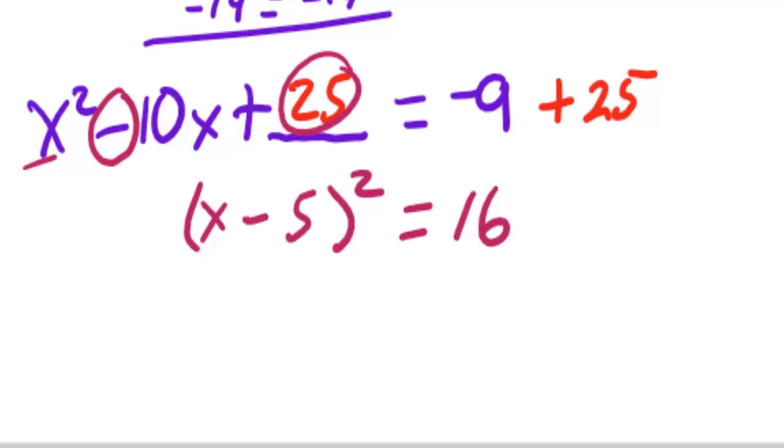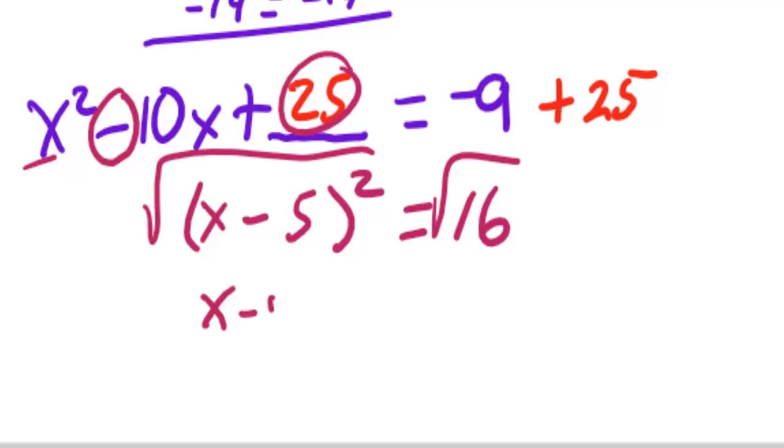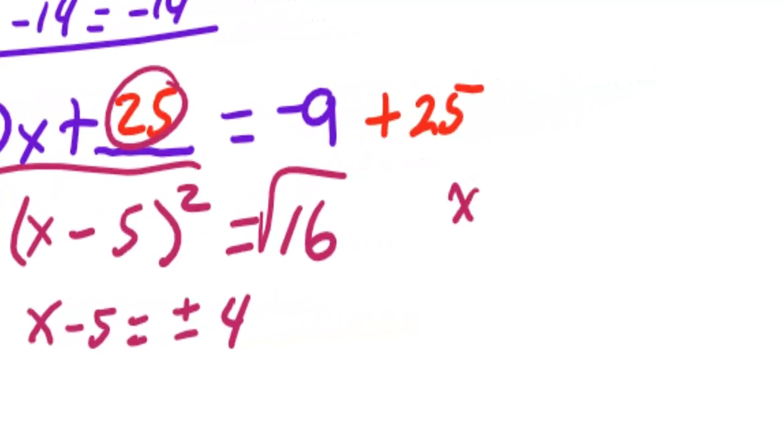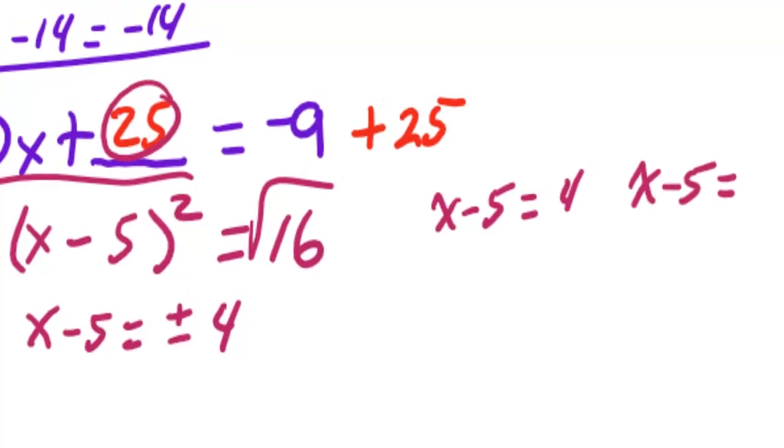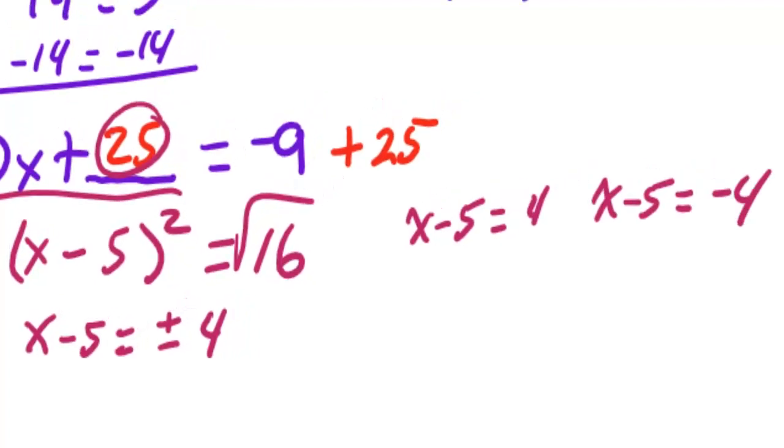Now we can use the square root property to solve. Just take the square root of both sides. We end up with x minus 5 equaling plus or minus, now the square root of 16 is 4. Now this plus or minus means you're actually going to solve two equations. x minus 5 equals 4, x minus 5 equals negative 4, and you're going to solve them both.